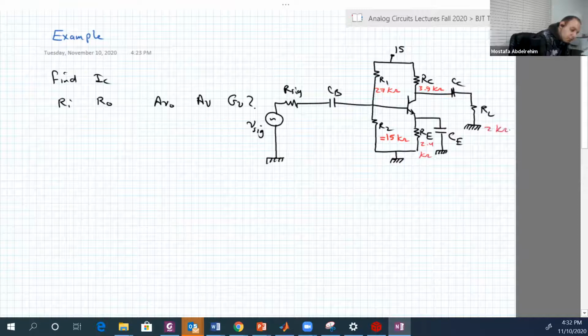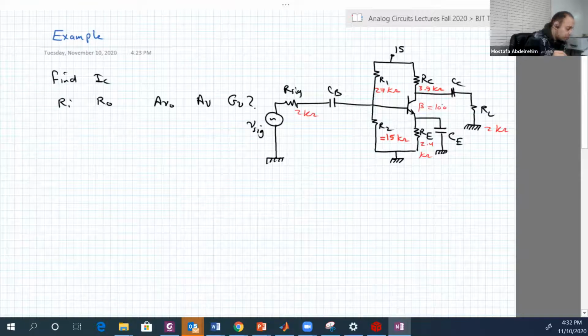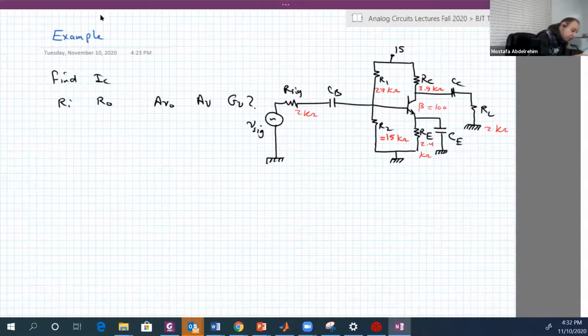RA is 2 kilo ohms. R signal is 2 kilo ohms. And beta is 100. Okay, this is 15. We check the numbers, yes. Okay, so let us solve this.